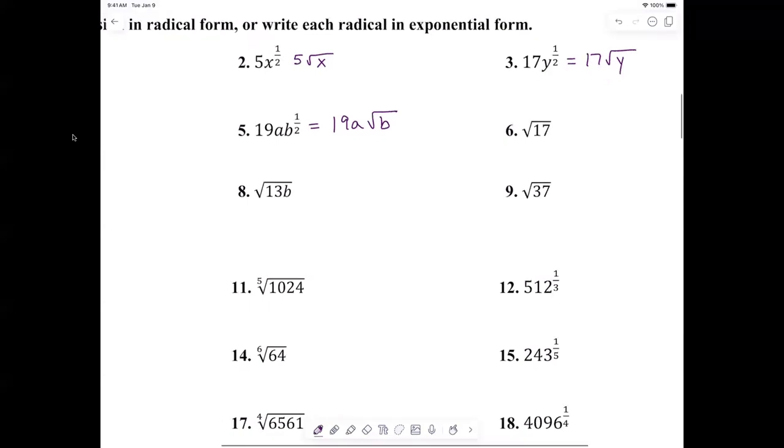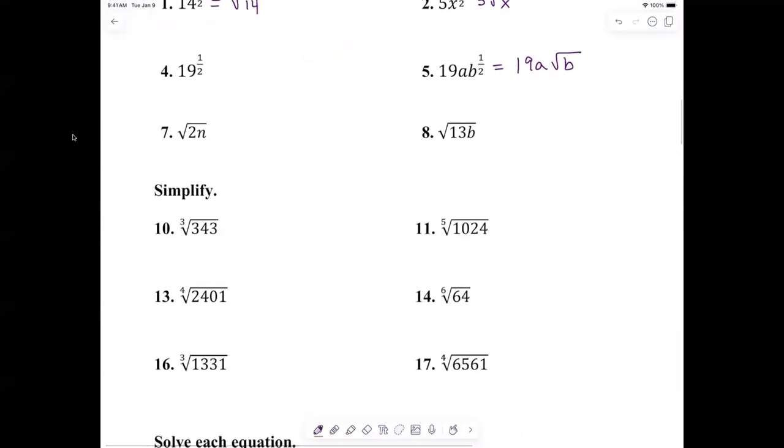All right, now let's look at number 7. Now everything is under the square root, correct? So this time it would be parentheses, and then this would be 2n all to the 1/2 power. If it's under the radical, it has parentheses.